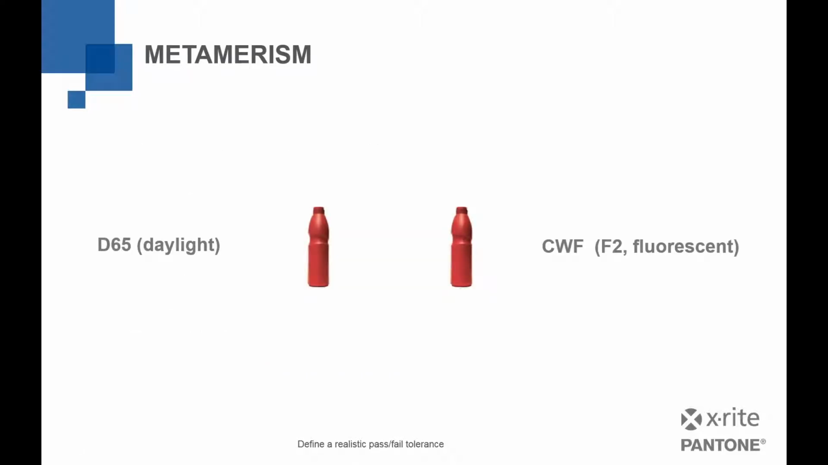Obviously, what this also helps us to do is to check how a color will appear under a number of different lighting conditions, which we refer to as metamerism. There are different types of metamerism, but today we'll concentrate purely on changing the illuminant. So here we have a plastic bottle under D65 daylight on the left-hand side, and cool white fluorescent, or F2, on the right-hand side.